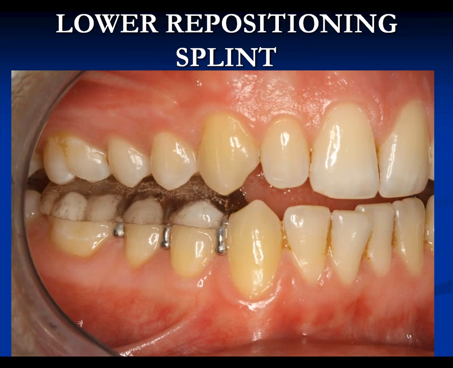So then you put in your splint, okay? Index splint, it's got 3 ball clasps on each side. I must mention that the splint only covers the 2 bicuspids and the first molar. It doesn't cover the second molar. You want the second molar to passively erupt and open up the bite.